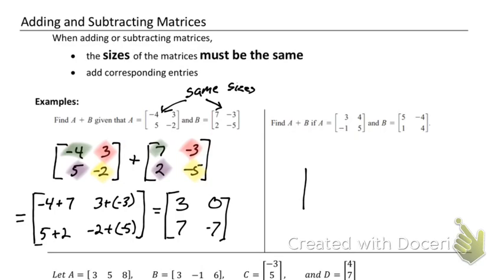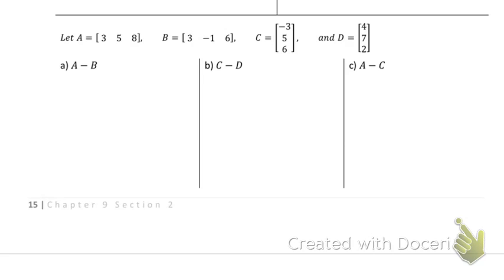Who's got the answer to this one? Just give me the top row and then the bottom row. Check. 8, 0, 0, 9. Do we all concur with that? Cool. All right. Then we go down to the bottom.